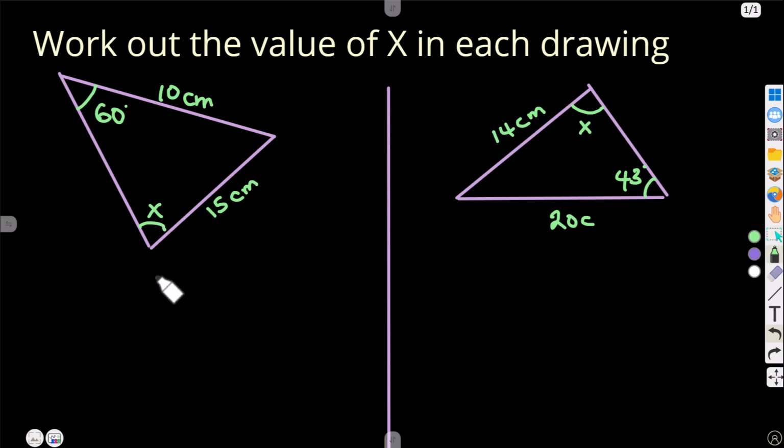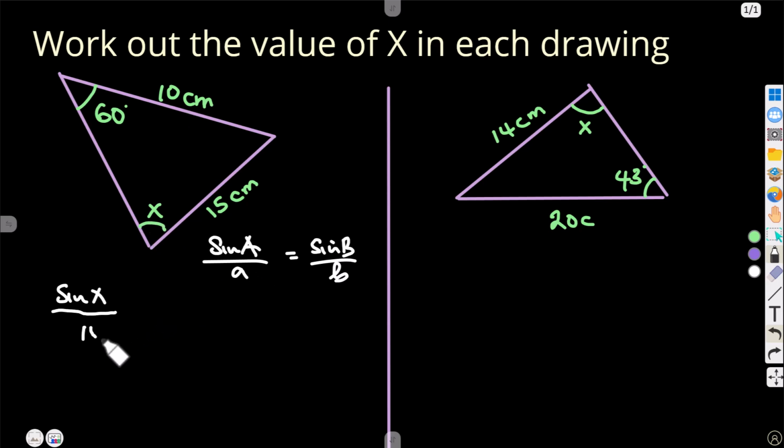So what you will be doing again, you will look at the sine rule, which looks something like this. Well, I should say we have sine A over A, which is also sine B over B. And you can see that the sine A here is x. So you do sine x divided by A, which is 10, and sine B, which is sine 60, divided by side B, and side B is 15.